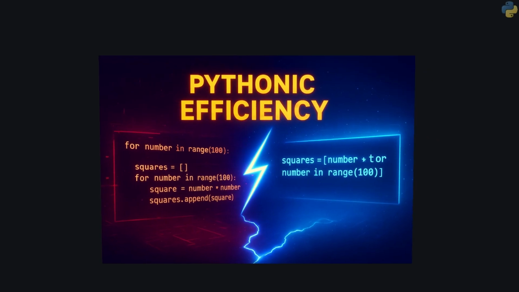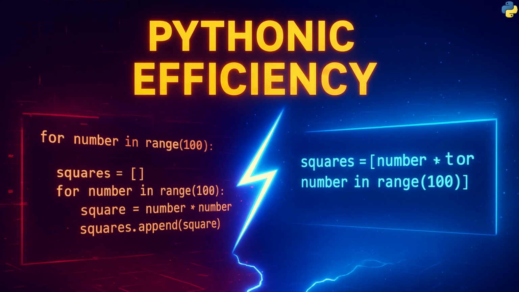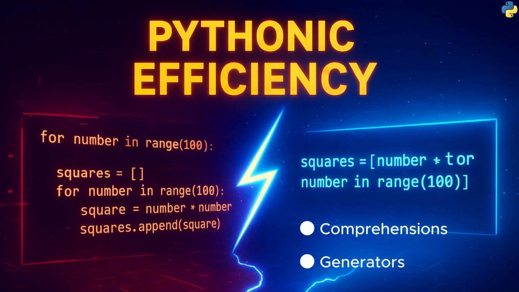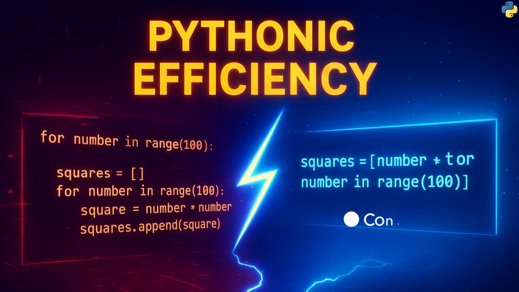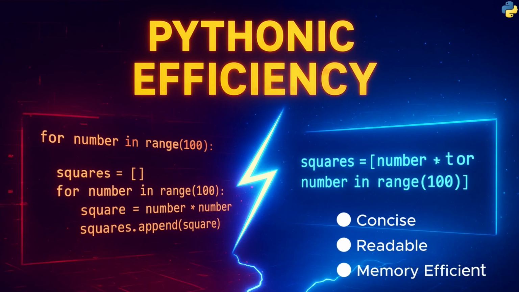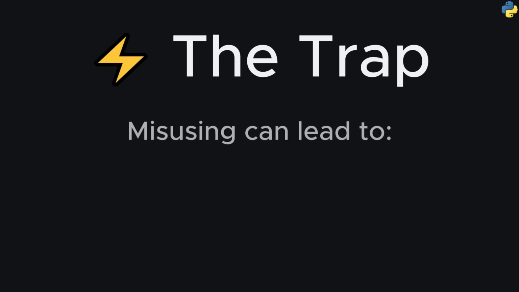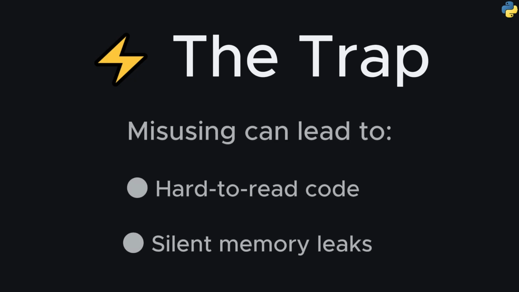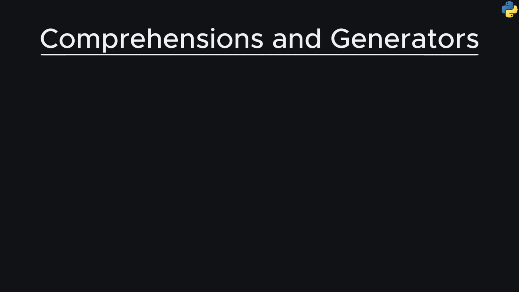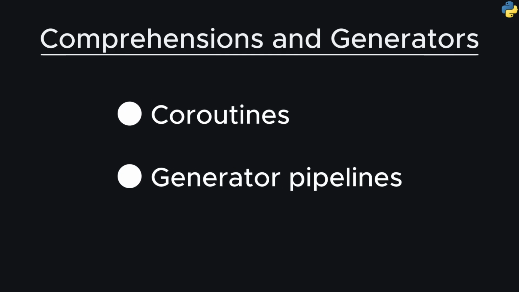If there is one feature that immediately separates a Python beginner from a professional, it is the mastery of comprehensions and generators. These aren't just syntactic sugar. They are the key to writing code that is concise, readable, and, most importantly, memory efficient. But there is a trap. Misusing them can lead to hard-to-read code and silent memory leaks. Today, we are going from the basics of idiomatic one-liners all the way to the black magic of coroutines and generator pipelines.